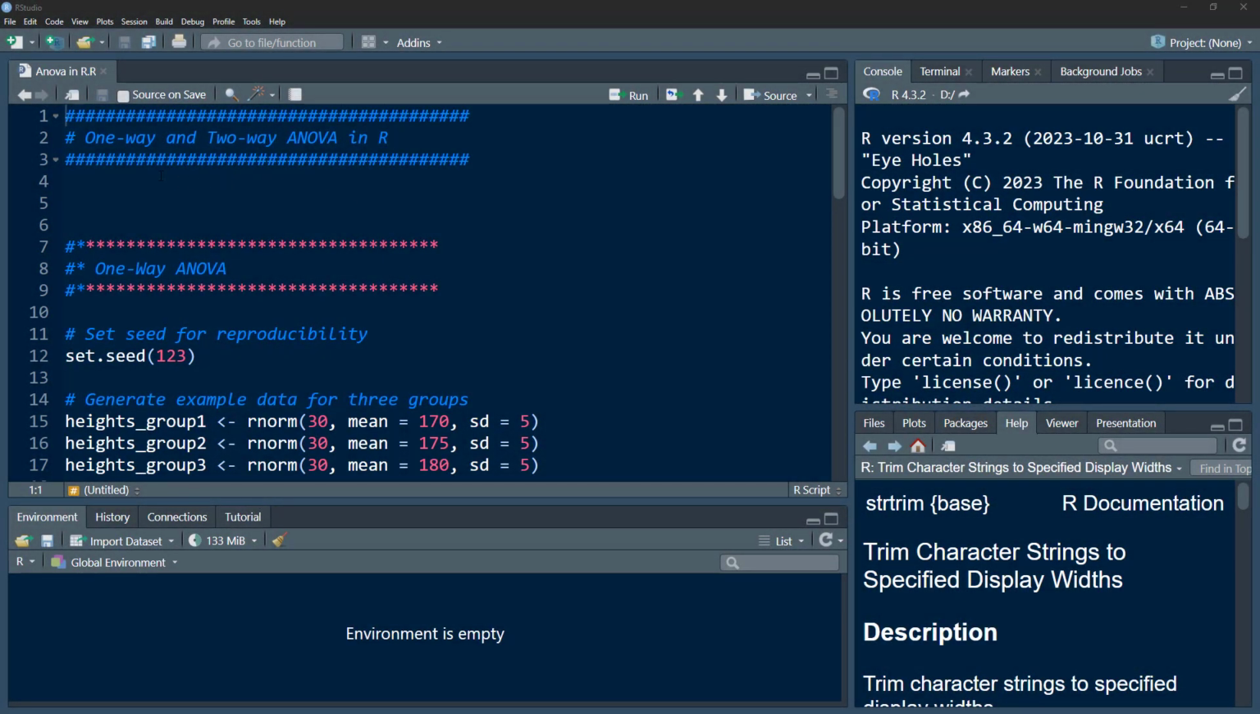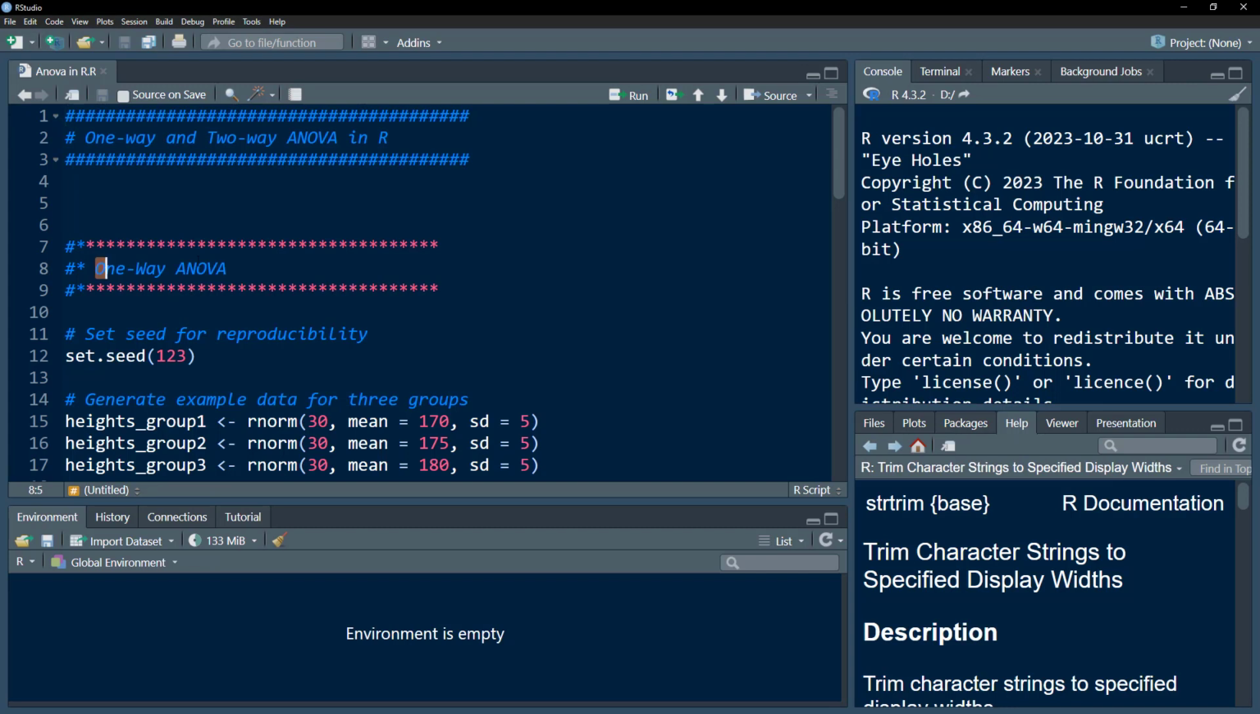In this video, we are going to talk about how to perform a one-way and two-way ANOVA in R. So let's start with the one-way ANOVA. One-way ANOVA is used to compare means if we have more than two categories. If we have two categories, then we can do a t-test, and whether we perform a t-test or ANOVA, they would give us exactly the same results.